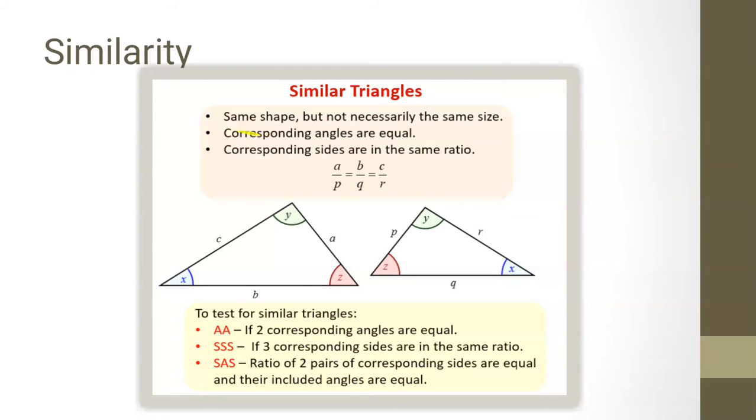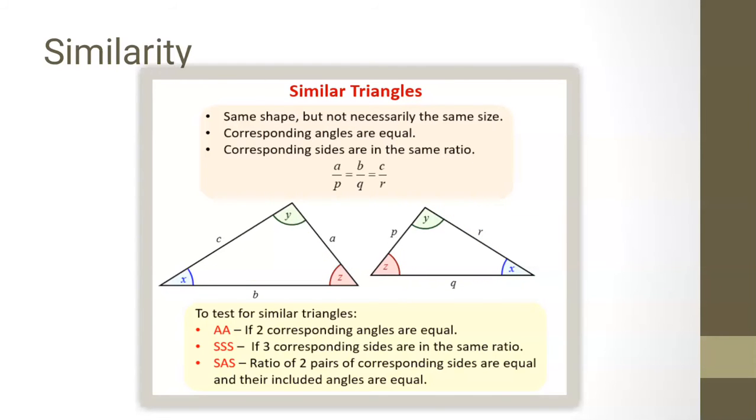Similar triangles have the same shape but they do not have the same size, and corresponding angles are equal. Corresponding sides are in the same ratio, or you can say the same proportion. That is, A upon P will be equal to B upon Q will be equal to C upon R. Okay, see these two figures. These are the two triangles given.